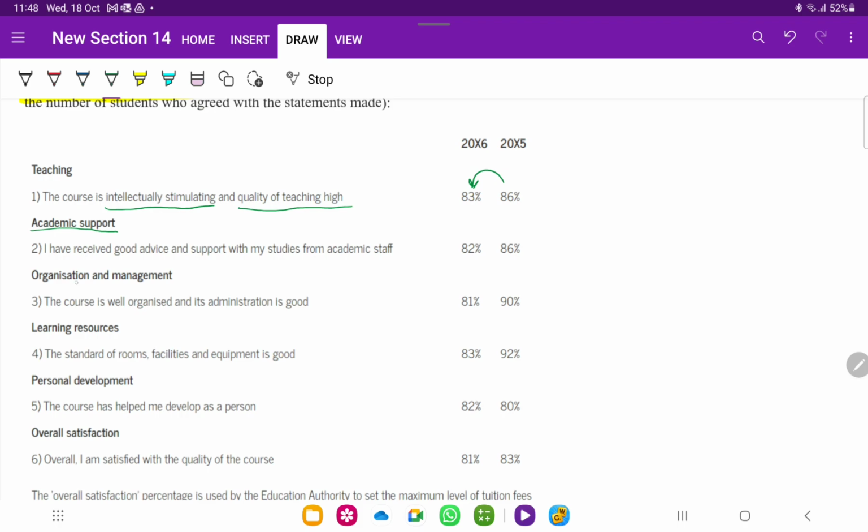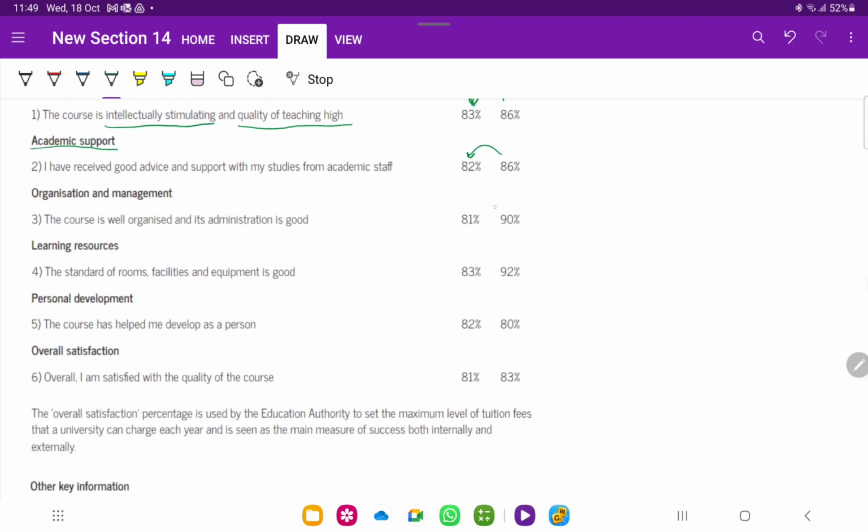Academic support: I have received good advice and support with my studies from academic staff. There is a decrease in that. Organization and management: the course is well organized and its administration is good, that has been reduced. Learning resources: the standard of room facilities and equipment is good, there is a massive reduction in this.